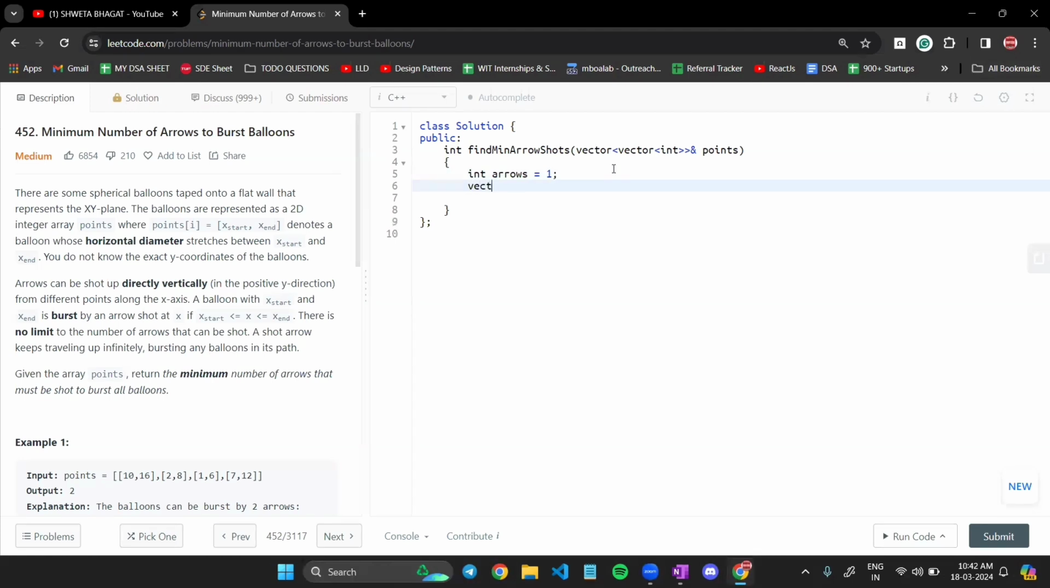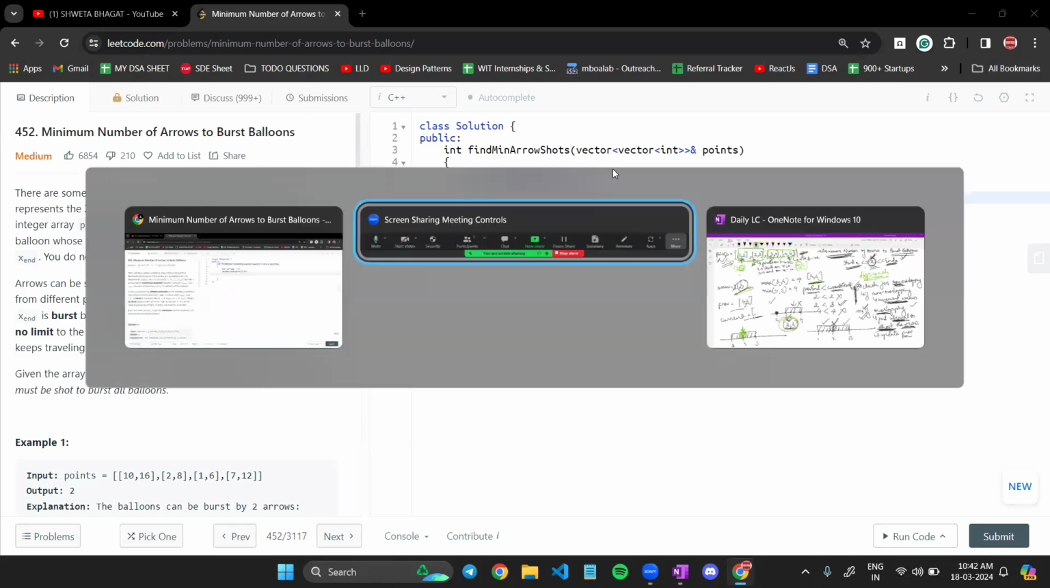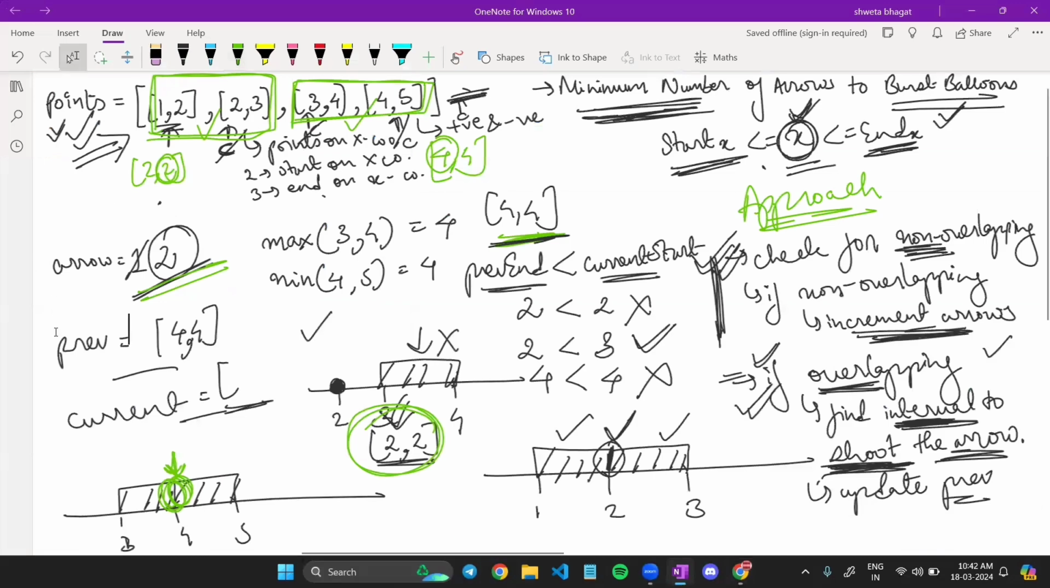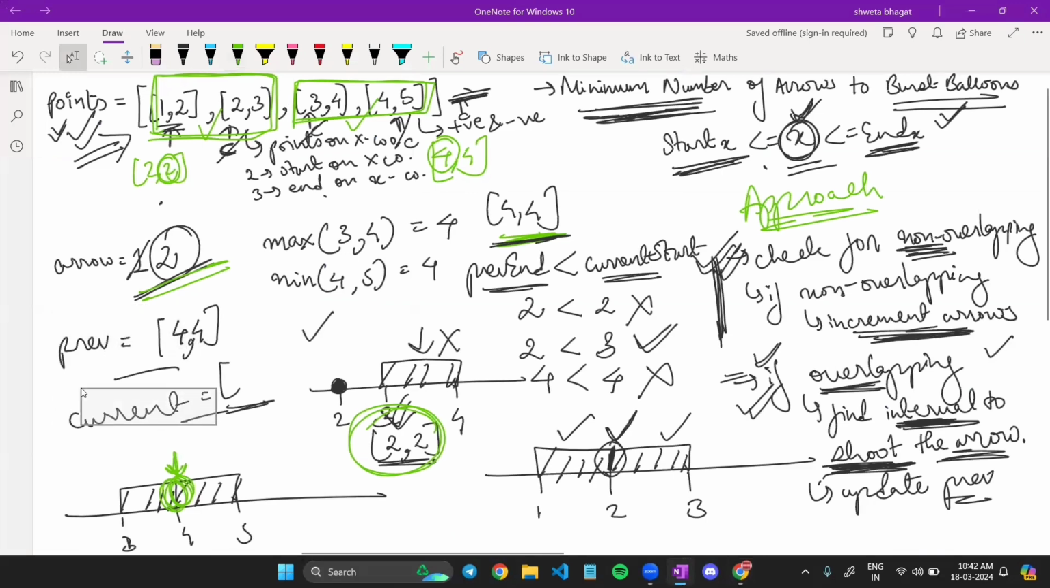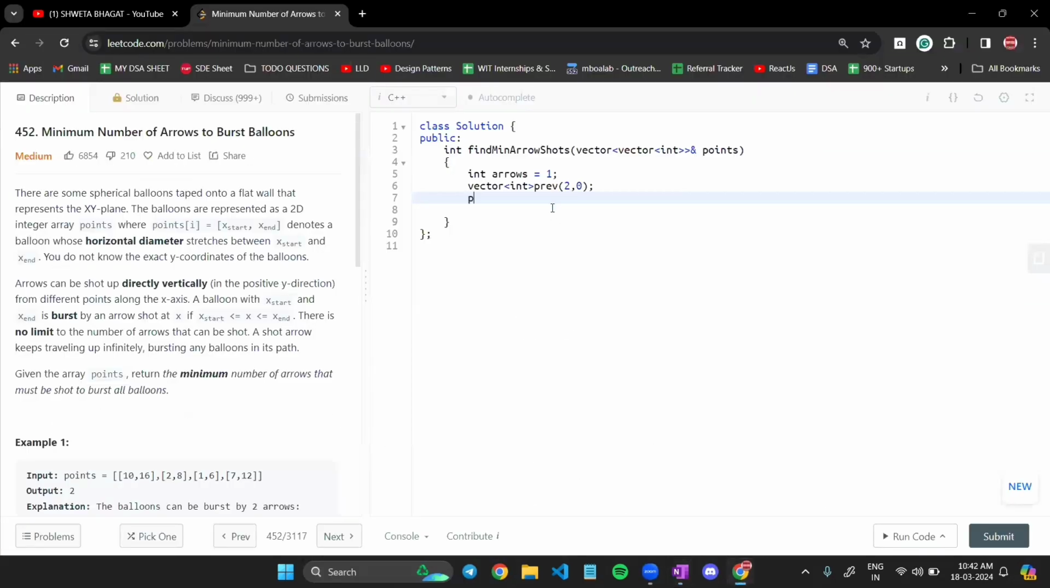So after that, what do we need to take? We need to take a vector previous of size 2. Correct? Previous of size 2. Let's take initially all the values as 0. Now, why are we taking this previous? We are taking this previous because we were supposed to maintain 2 pointers, right? First was previous and the second interval was the current. So what will we store in the first interval, in this previous of 0? We will store the points 0, 0, correct? And what will we store in this previous 1? We will store points 0, 1, correct?